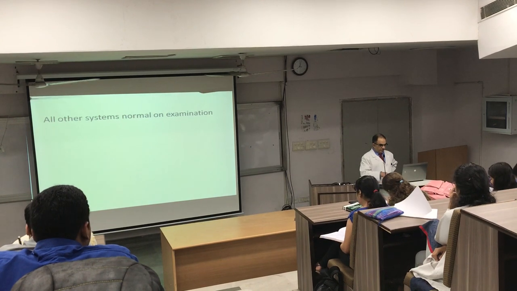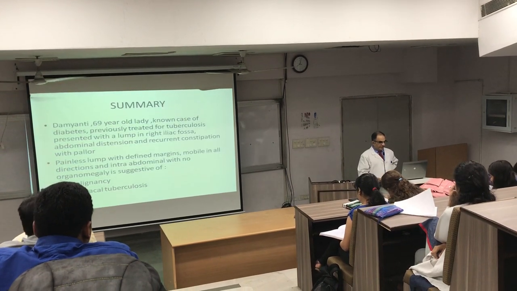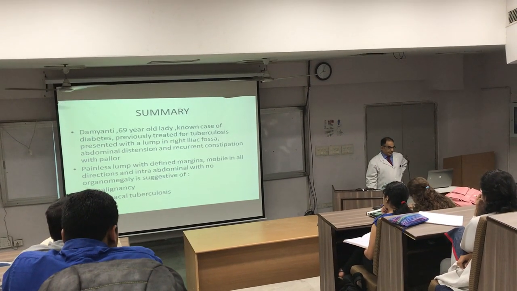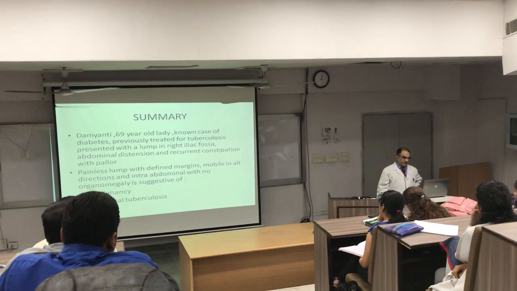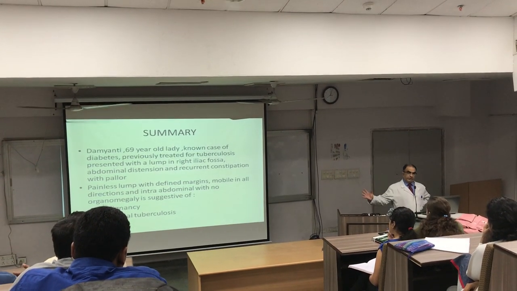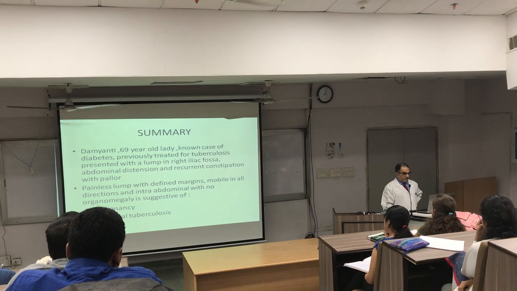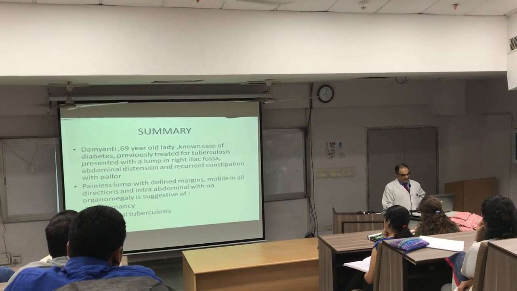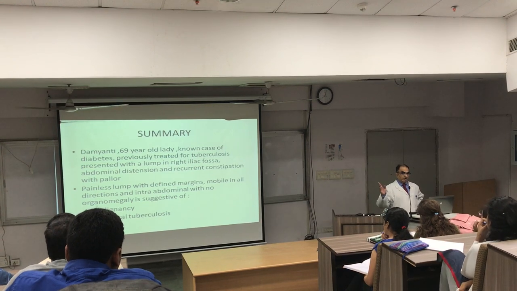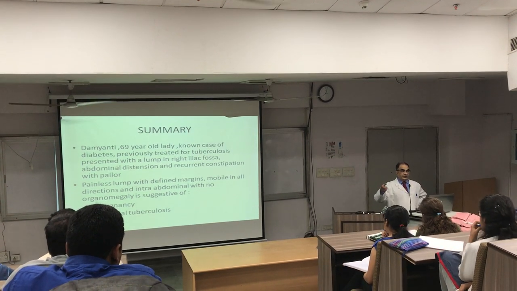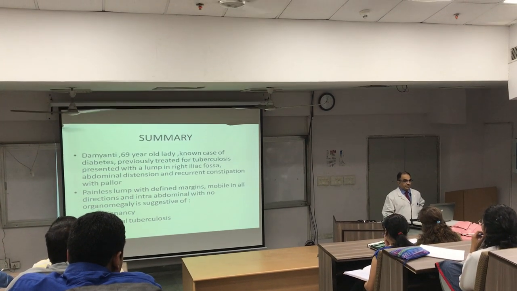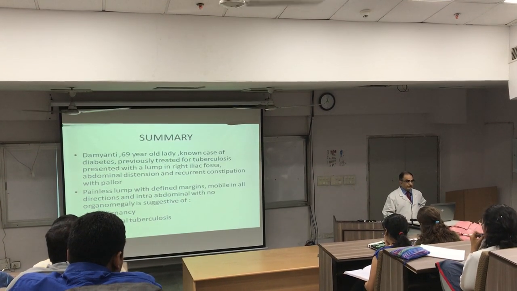All other systems normal on examination. That's fine. This was alright. Here we didn't have a problem. And you said, Damyanti, 69 year lady, known case of diabetes, previously treated for tuberculosis, very nicely put. Don't have to say presented with the lump. Yes, she has lump in the right iliac fossa, distension and recurrent constipation. Now the constipation here becomes recurrent. There you said, no history of any intermittent constipation. You remember or you don't?